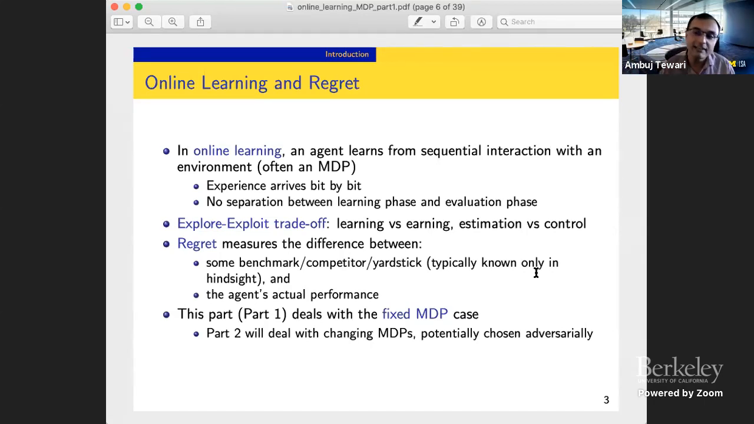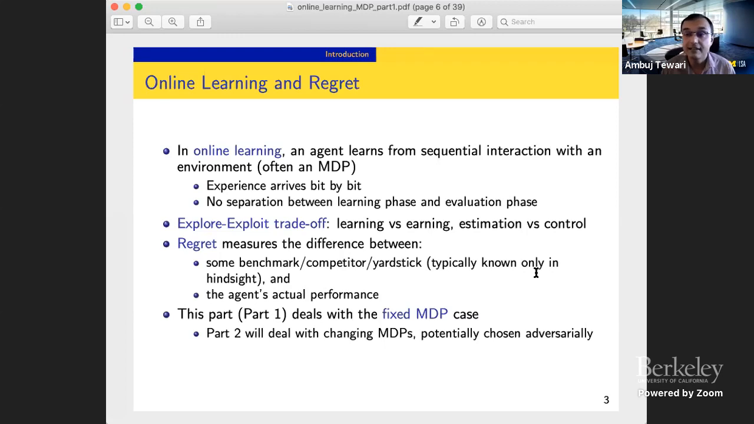And in online learning, there is typically no separation between an explicit learning phase where you can do unbounded amounts of exploration and a separate evaluation phase where you will be evaluated. It may make sense in some applications. I'm not saying that that's not a useful separation, but in the setting I will talk about, that separation is not going to be there.